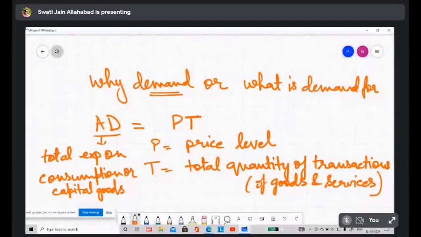So it is nothing else, but it is only the expenditure. That means how much you will spend. Quantity multiplied by price will give you the level of total transactions. AD is total transactions in the economy, the value of the total transactions in the economy.